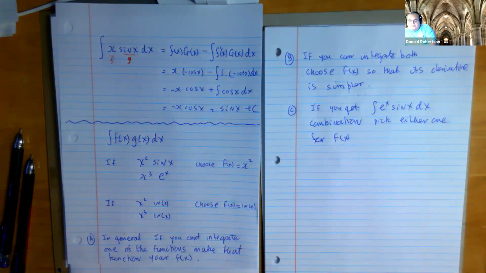Situation D is, what happens if you can't integrate either f or g? What do you do? Well, the answer is, you don't do integration by parts then, in which case the question is silly, right?